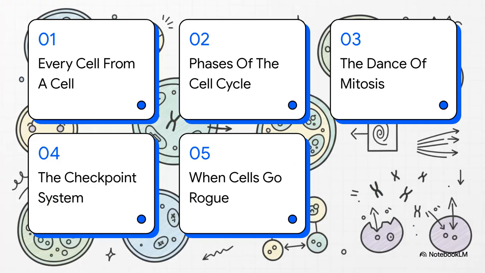So, here is our syllabus for today's masterclass. First, every cell from a cell. Then, phases of the cell cycle. Third, the dance of mitosis. Fourth, the checkpoint control system. And finally, when cells go rogue.